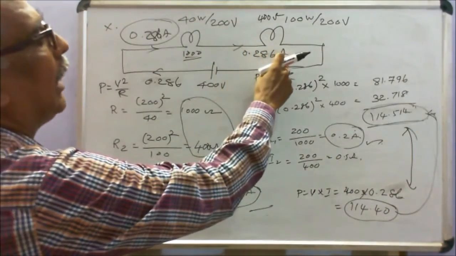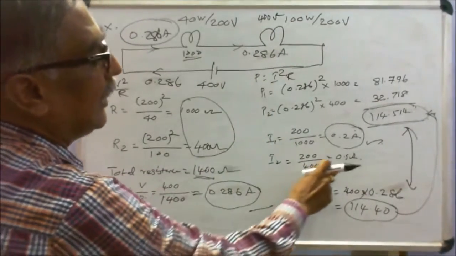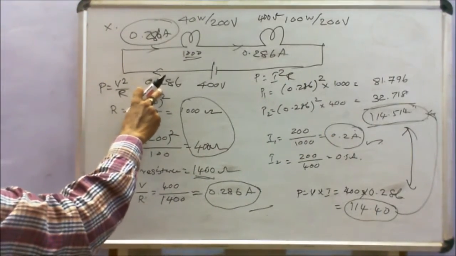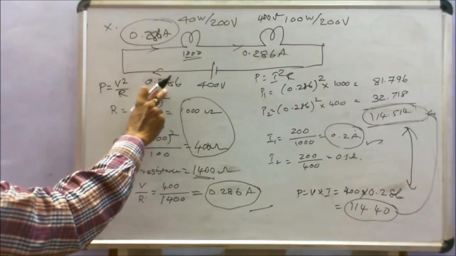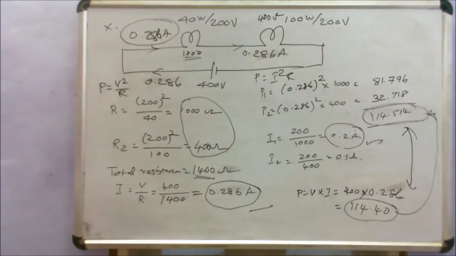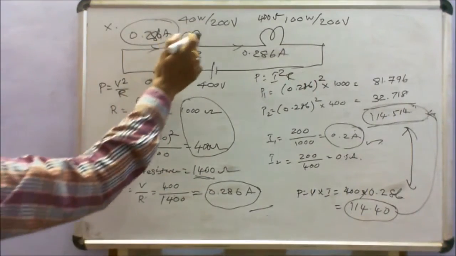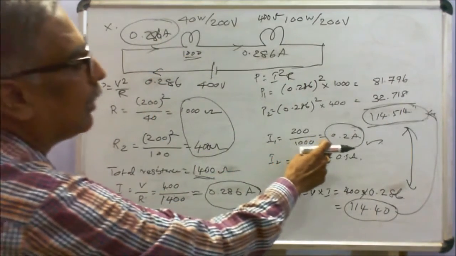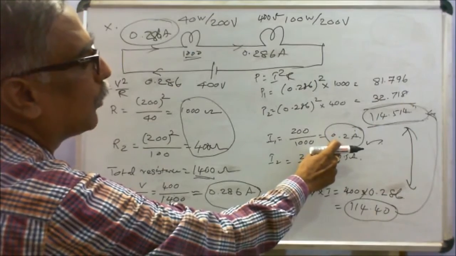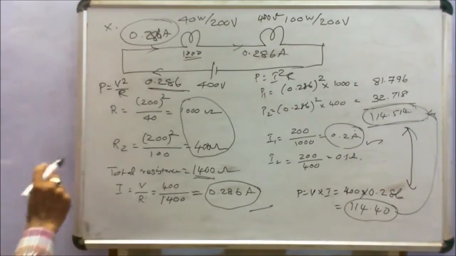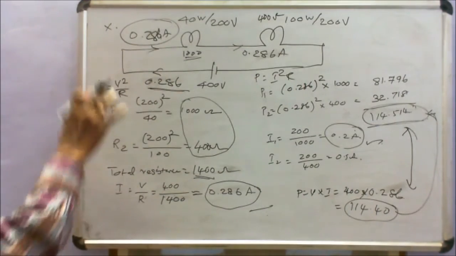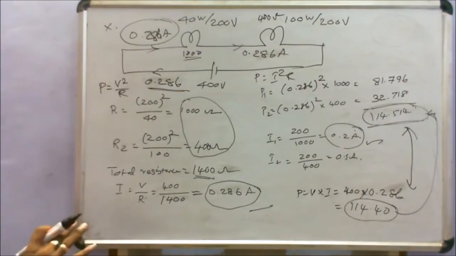So this filament will carry 0.5 amps. This filament is designed for 0.2 amps. But unfortunately, we are injecting 0.286. Naturally, what will happen is the filament will get damaged. That is the problem. So this combination will not work. The filament is designed for 0.2 amps, but the current here is 0.286, which somewhat exceeds it. So definitely the filament will get affected. This combination will not work. This is the answer for this problem.